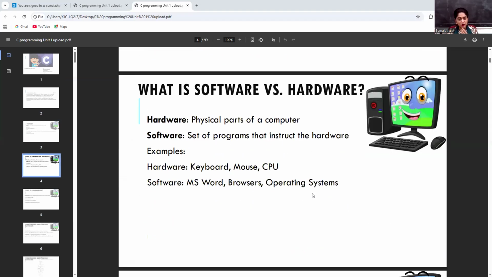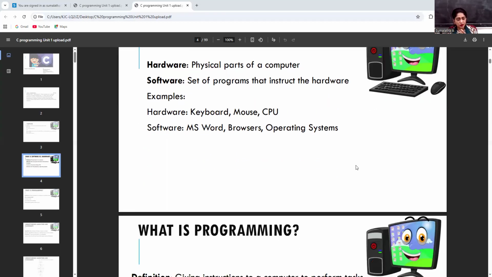Next, moving on to software versus hardware. What exactly is software? Software is something that we cannot see. These are sets of instructions that we give to the system in order to get the required output. And what do we mean by hardware? The things that we can see, the physical components of a computer. Some examples they've given: the hardware is the keyboard, mouse, and the CPU. With respect to software, the various applications that we can install. The operating system that we are using is itself software, on which we install several applications. So this is all about software and hardware.